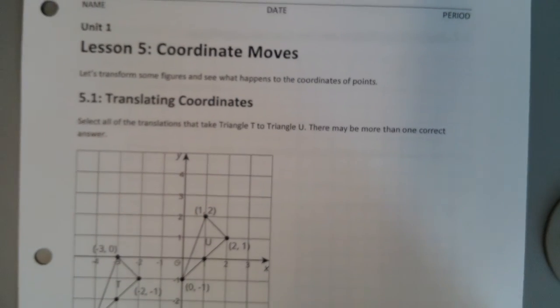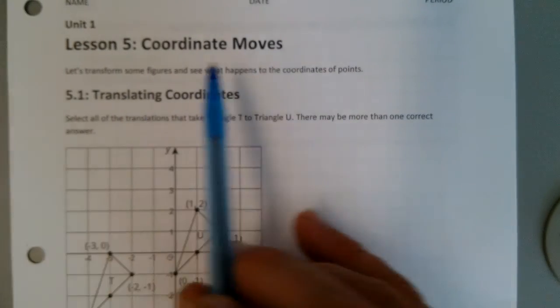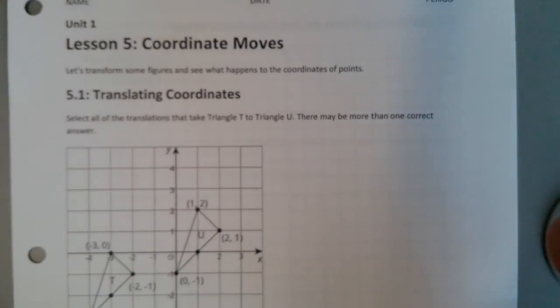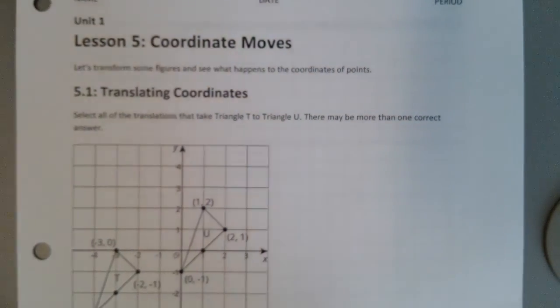Today we're working with Unit 1, Lesson 5, talking about coordinate moves. Our goal today is to be able to transform figures and see what happens to the coordinates of the points. We're going to start by talking directly about translating coordinates.